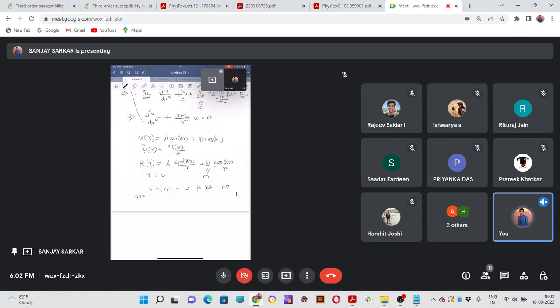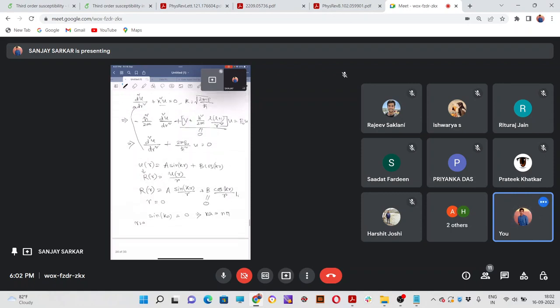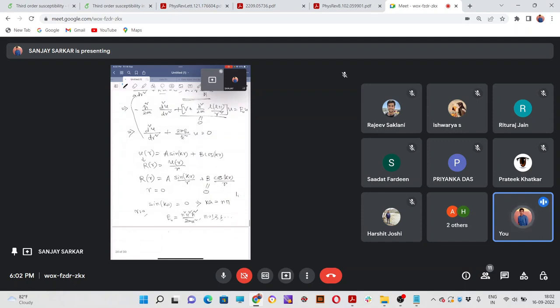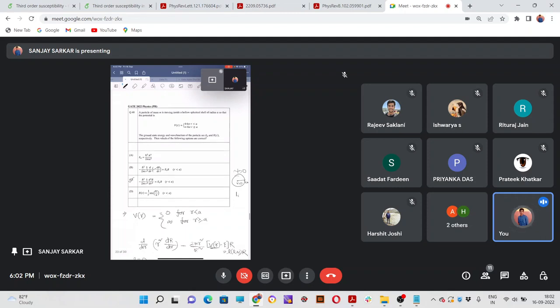And from this condition, if we apply it in this value, that k equal to root over 2mE by h bar, we get E equal to n square pi square h bar square by 2m a square, where n is 1, 2, 3 and so on. So if we put n equal to 1, then E0 is pi square h bar square by 2m a square. This is our ground state energy. So this will satisfy option A, this value.